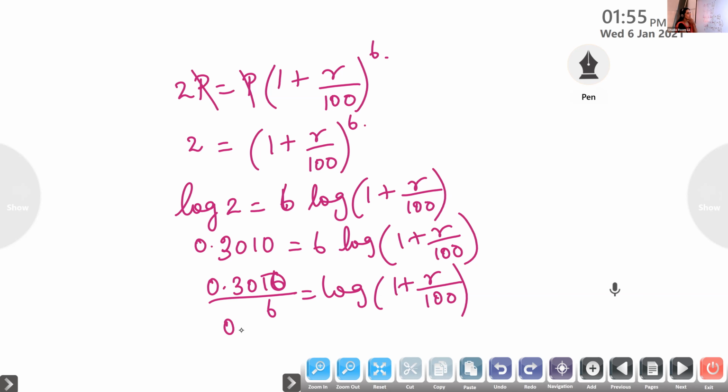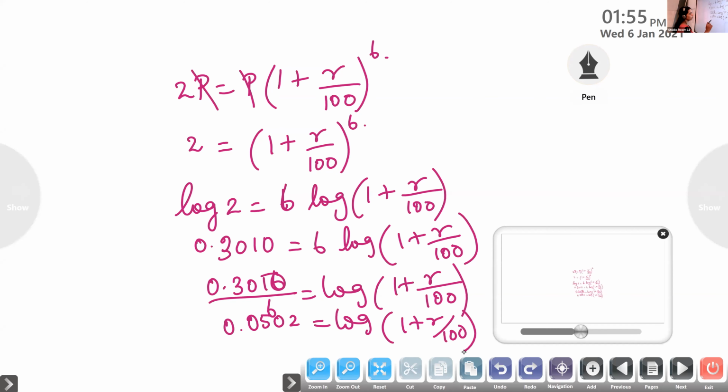Is it okay? Now, we want to remove this log. Then only you'll be able to take R outside. So what you can do? Suppose we want to remove log. What you'll be doing? To remove log, what do you have to do? Yes, children? Aparna, what you will do? To remove log, what you can do? We have to take antilog. Very good.